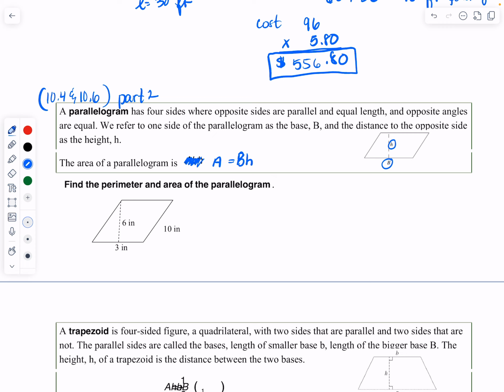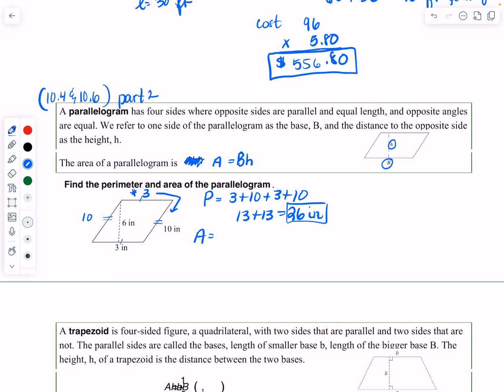For this problem, it says find the perimeter and area of the parallelogram. I know this is a parallelogram because the sides on top and bottom have the same value, and the sides left and right have the same value. If I want to find the perimeter, remember I do distance around. If I start here, working clockwise, I do 3 plus 10 plus 3 plus 10. 3 and 10 is 13, and 13 plus 13 equals 26. So the perimeter of this figure is 26 inches.